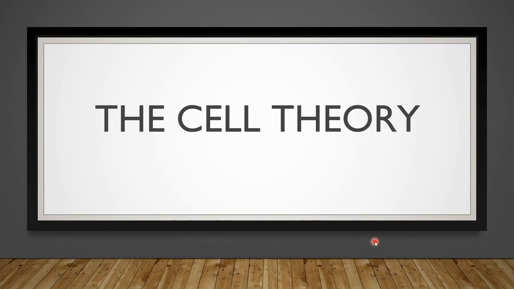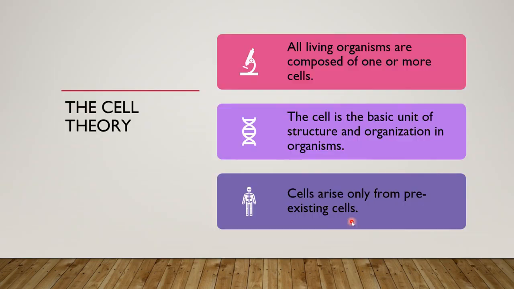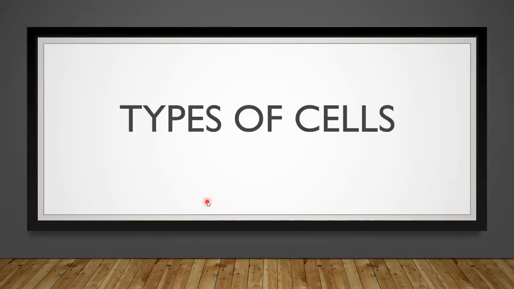We've just gone over most of the cell organelles that you would most likely need to know. And as we continue on, I will go into the cell theory, which has three components, as well as some various other examples. So, cell theory. What you need to know about cell theory is that all living organisms are composed of one or more cells. The second tenet is the cell is the basic unit of structure and organization in organisms. Finally, cells arise only from pre-existing cells. Those are the three components of the cell theory.